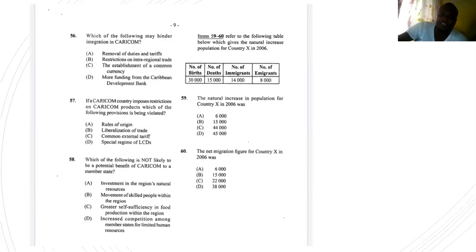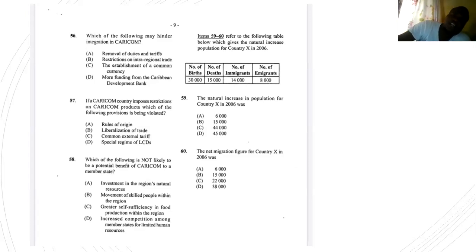So 59 says the natural increase in population for country X in 2006. All you do, you minus the deaths from the number of births. Simple to get the natural increase. And that is 30,000 minus 15,000. So you're left with 15,000. So the natural increase for country X is 15,000. The answer for 59 is B, 15,000.